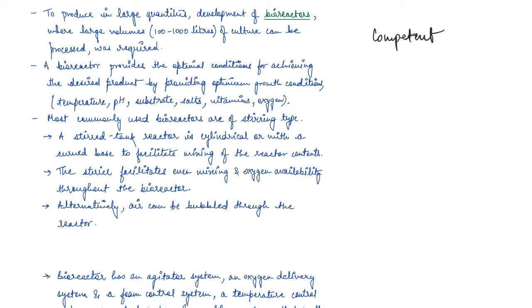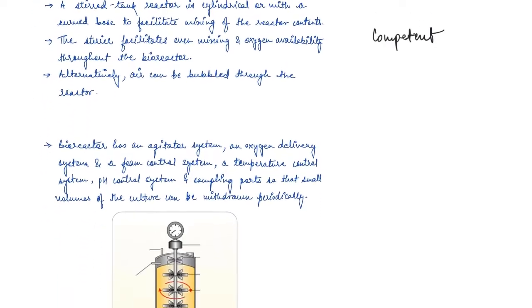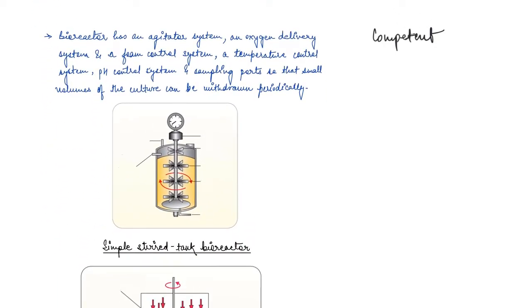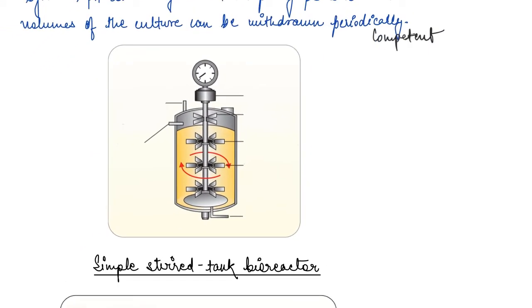Now apart from that, the bioreactor has an agitator system. There is an oxygen delivery system and a foam control system along with that, right? Then we have different control systems for temperature and pH. We have sample ports, right? So we keep withdrawing a very small quantity of culture to check whether the samples which are coming out are correct or not.